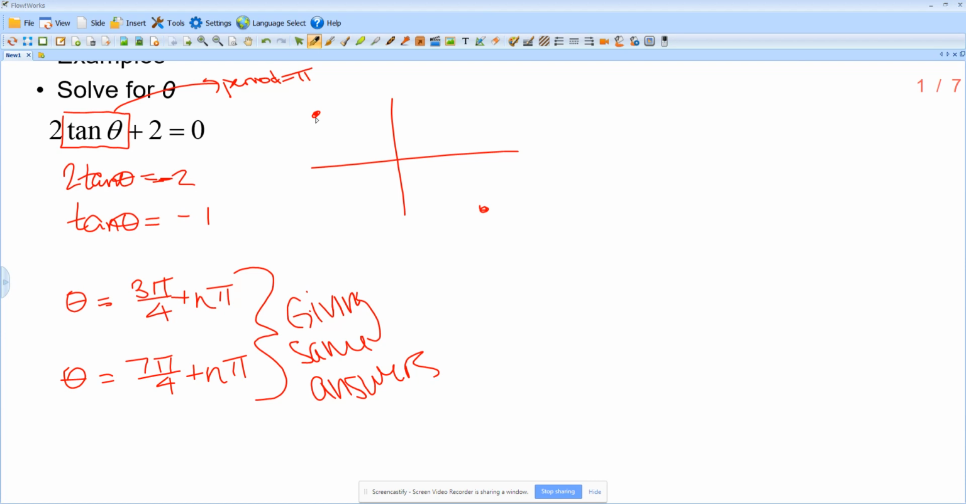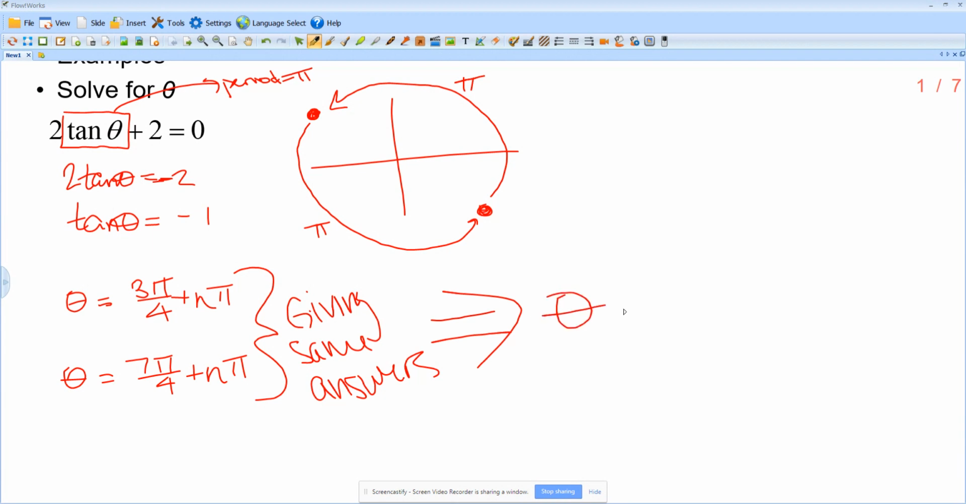Graphically, what this looks like is I'm saying, okay, I have 3 pi fourths. I can go around like this, pi units, to get 7 pi fourths. And I can go around like that to get back here, pi units, to get whatever this would be after 2 pi. But it's just going to keep bouncing between these 2 points that are always pi units away. So this overall can be simplified to just theta equals 3 pi fourths plus n pi.